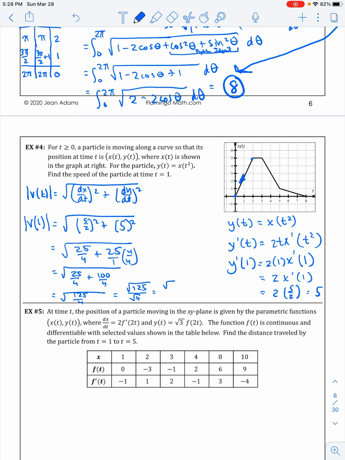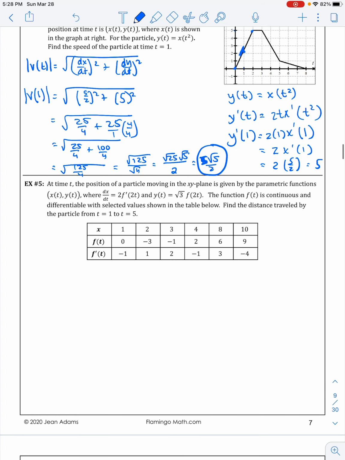And so to simplify that square root of 125 here, I know that it is the same thing as the square root of 25 times the square root of 5 over 2. So 5 root 5 over 2 is your exact answer. And if you wanted to give an equivalency in your calculator, you can. But I'm just going to leave it exact.